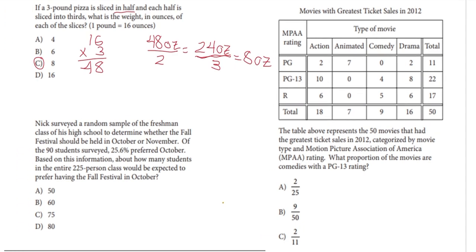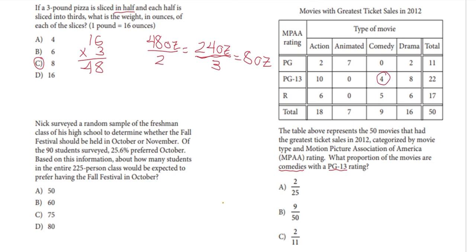For the second one, we have a table that shows types of movies and the ratings that it gets. The table above represents the 50 movies that had the greatest ticket sales in 2012, categorized by movie type and Motion Picture Association of America rating. What proportion of the movies are comedies with a PG rating? So we're going to go to the comedy PG-13 rating, which is going to be right here.